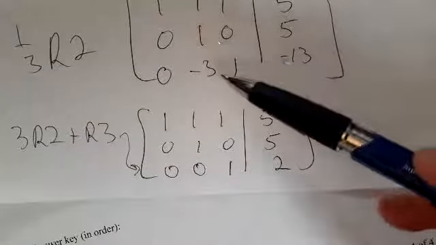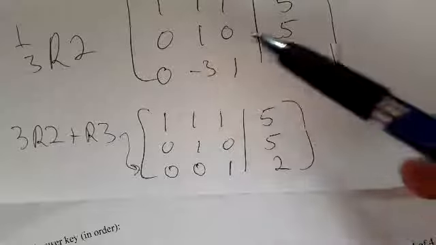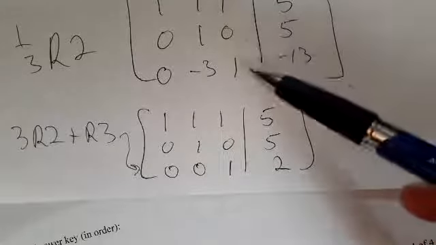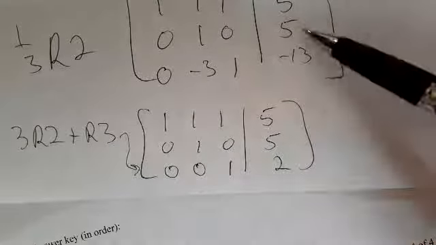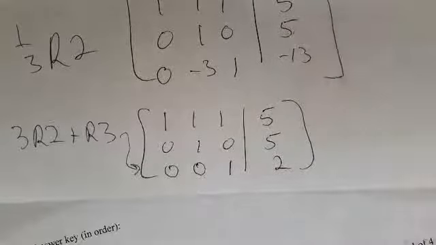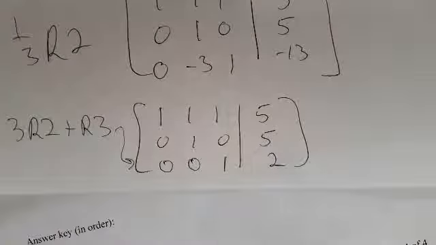3 times 1 is going to give you 3 minus 3 is going to give you 0. You could also do it here. 3 times 0 plus 1 is going to give you 1. 3 times 5 is 15 minus 13 is 2, right? Same thing. Now we're looking at this.